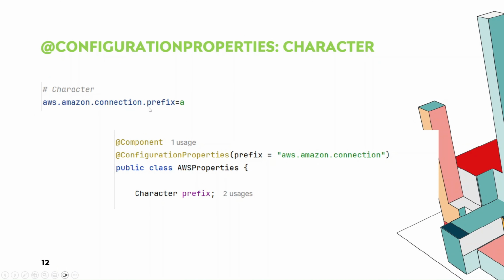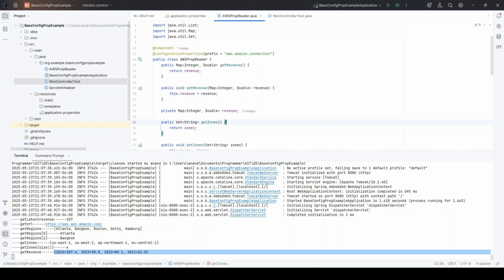Now let's read a character. Prefix is same. Prefix is a variable name. I should get the value A. Let's see.